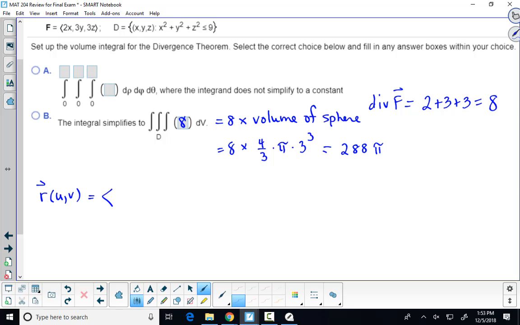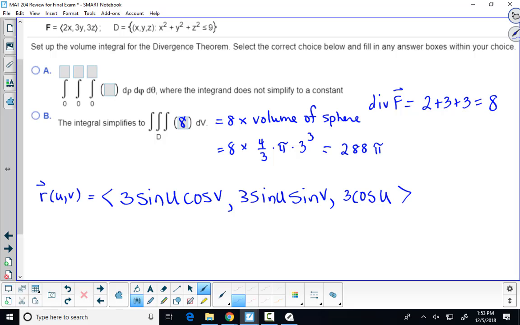So 3 is the radius of this sphere. So we're going to do 3 sine u cosine v, and then 3 sine u sine v, and then 3 cosine of u. All right, so we're letting v be theta here. So v is going to come from 0 to 2 pi. And we're letting u be phi.